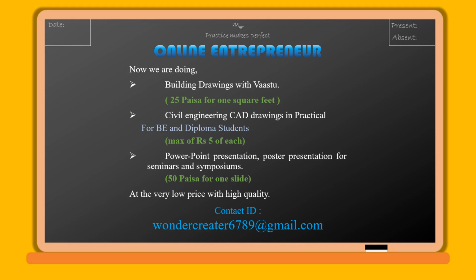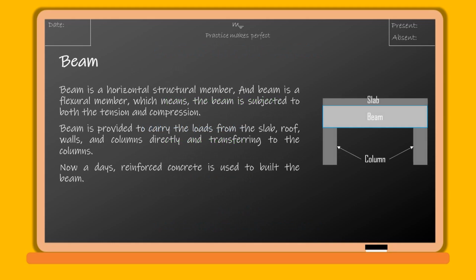Beam is a horizontal structural member, and beam is a flexural member, which means the beam is subjected to both tension and compression forces. Beam is provided to carry the loads from the slab, roof, walls, and columns directly and transfer them to the columns. Nowadays, reinforced concrete is used to build the beam.